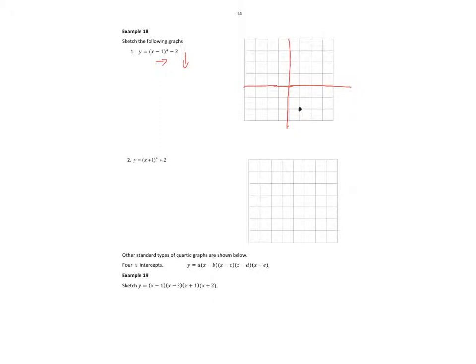Let's find our y-intercept. X is equal to 0, so we get y is equal to 0 minus 1 to the 4 minus 2, which is 1 minus 2, which equals negative 1. So we'll call that there negative 1 because that one there is negative 2. And so we're going to obviously have something like that.